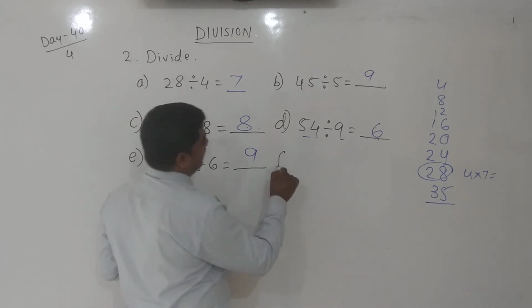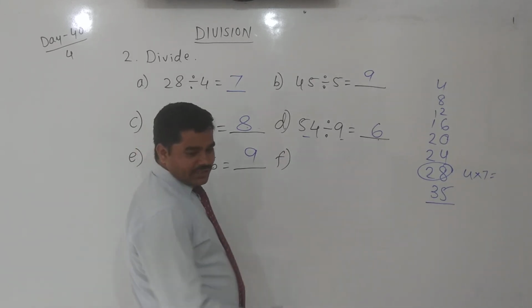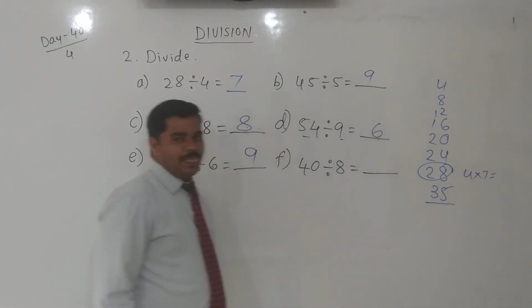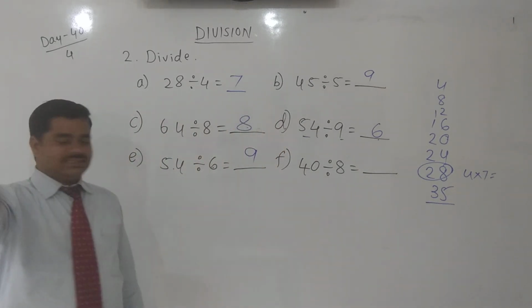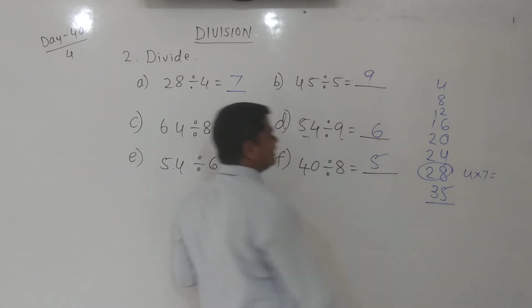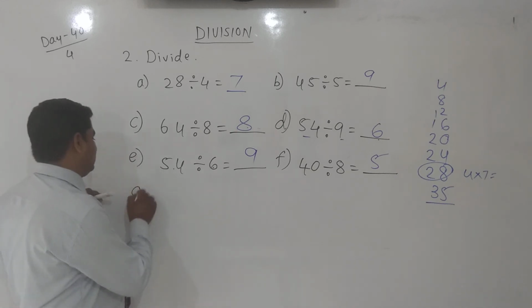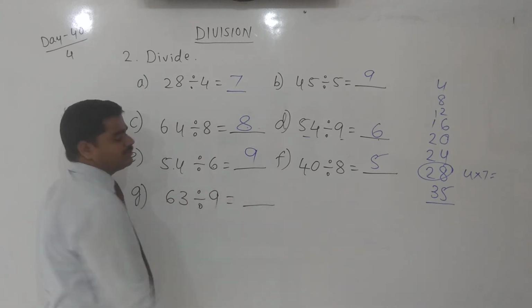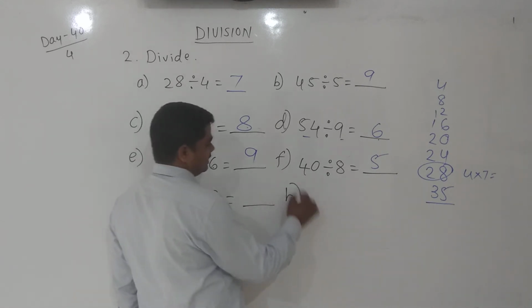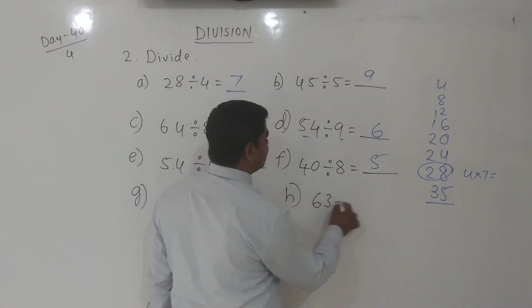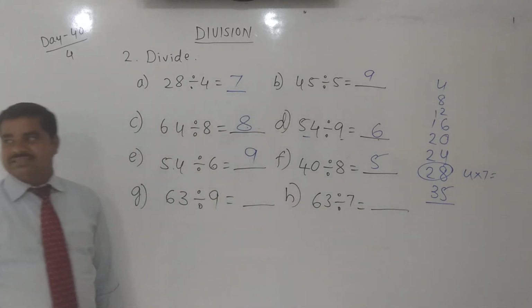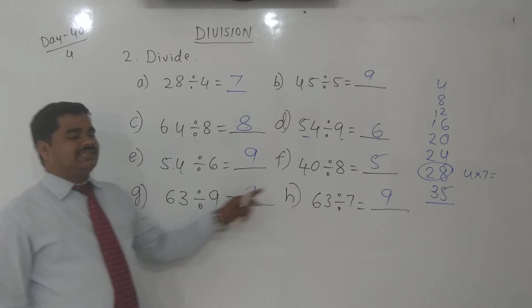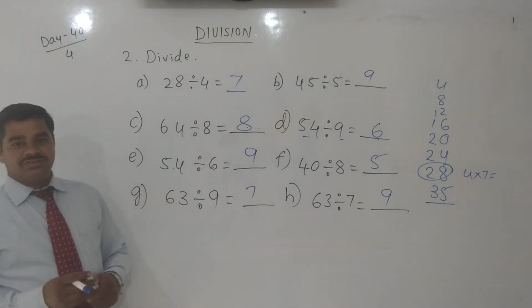Then F. 40 divided by 8. 8 ones are 8, count the table. 8 how many times is 40? Yes, correct. 8 fives are 40. Then G. 63 divided by 9. 9 how many times is 63? Very good. H, it is 63 divided by 7. Yes, both answers are here only. One is 7, and the other is 9. Here only change that. So simple. Correct? Any doubt? Okay.